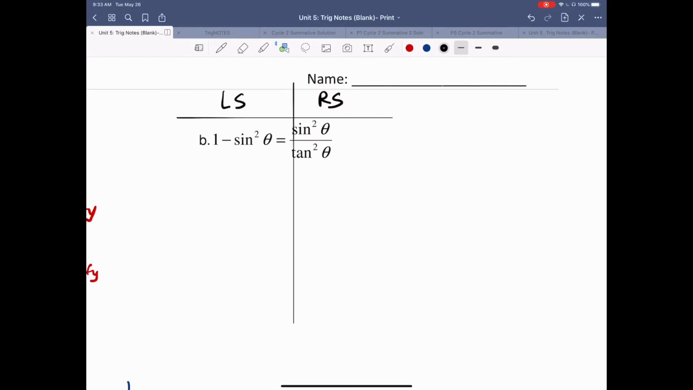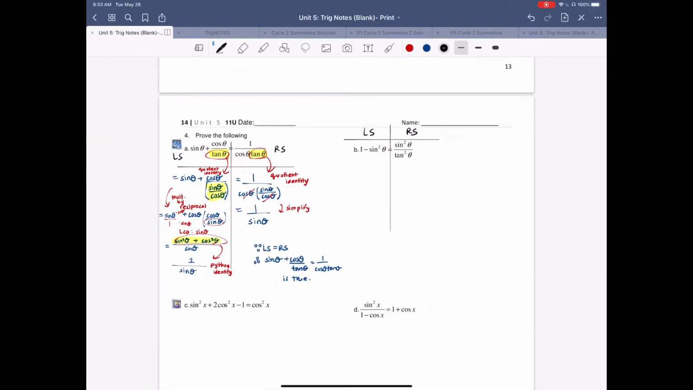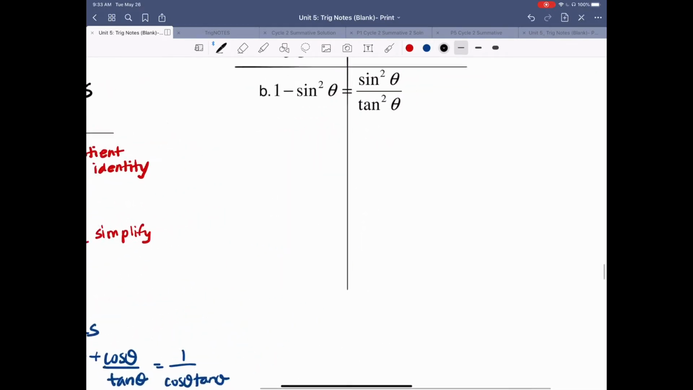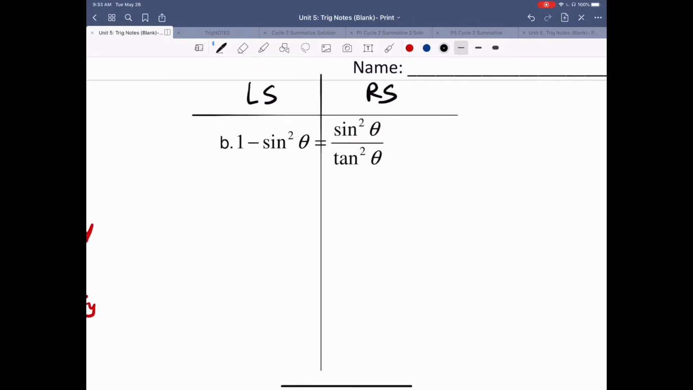So let's start with the left side, right side check for these identities. Keep in mind that for these questions, if the left side and right side do not equal, you would state that this identity is not true. And otherwise, it is true if the two sides do equal.